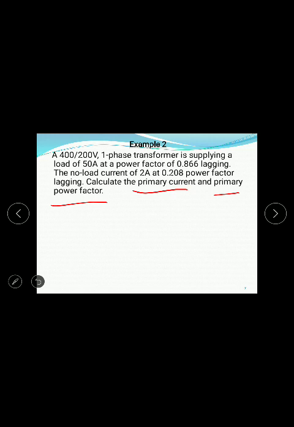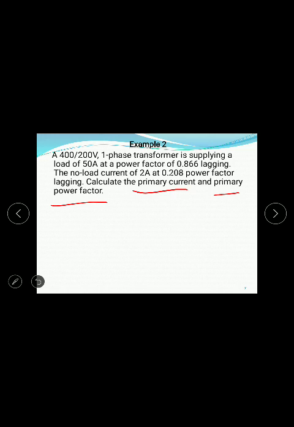So here the given load of 50 amps I2, the power factor is 0.866 and I0 is given 2 amps, that is 0.208 power factor. So here calculating the primary current, how can we calculate? I1 is equal to I0 plus I2 dash.